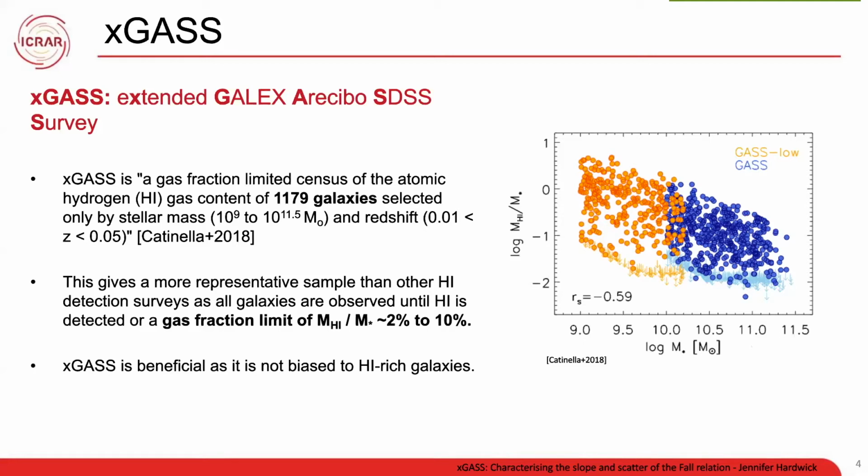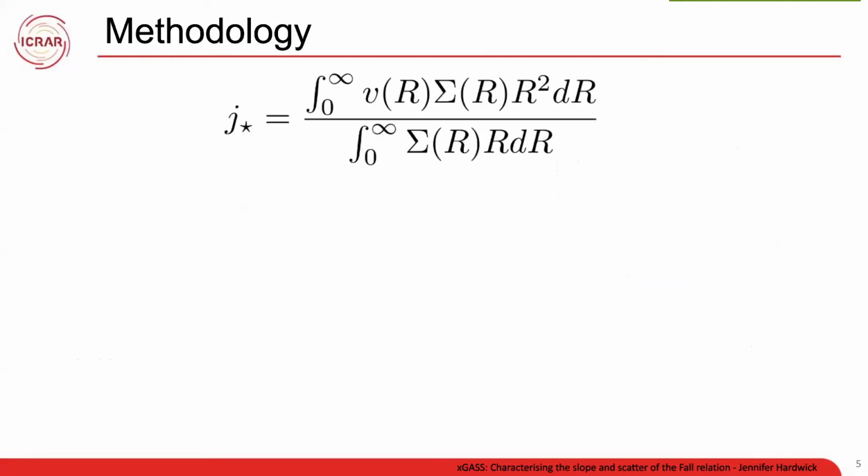So to determine the stellar specific angular momentum, we use this equation here, which has two main parts. We have the surface density profile here and the velocity profile as well.